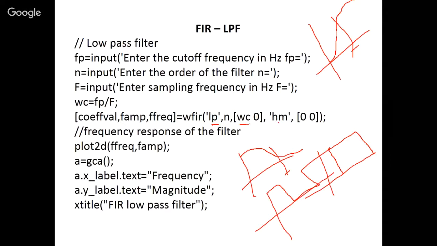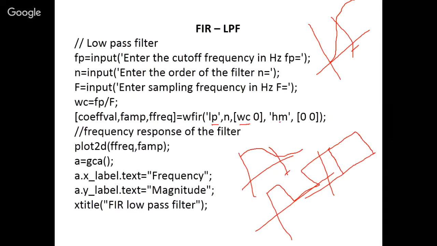After that, you give which type of window you are using. If it is a rectangular window, then you have to give R. If it is the Hamming window, then you have to give HM. If it is the Hanning window, H-A-N-N-I-N-G, then you have to give HN. If it is the Bartlett window, you have to give BAR. So you can use these different types of window. Here we have used the Hamming window, so that is HM. These 0, 0 are 2 parameters.